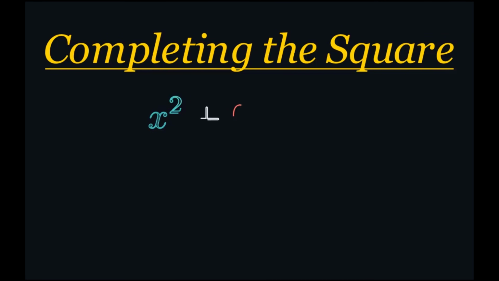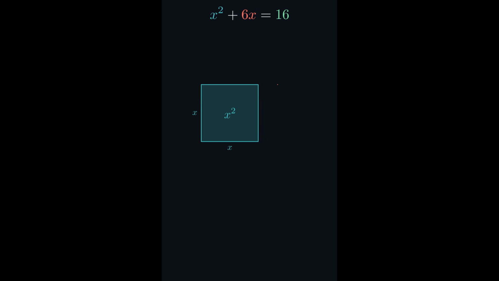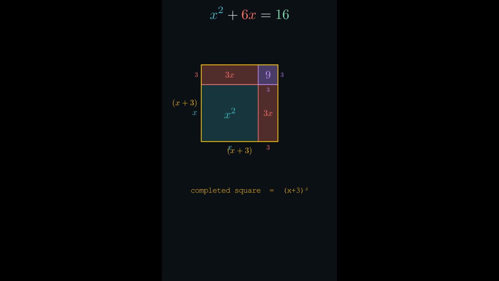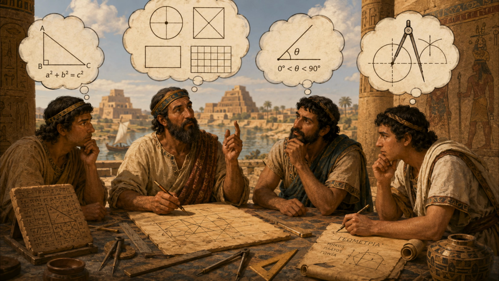Suppose we have an equation like x squared plus 6x equals 16. An ancient mathematician would not just move terms from one side to another. They would imagine a square of side x. Then they would add rectangular pieces around it. And finally, they would complete a bigger square. This visual thinking was powerful because algebraic symbols had not yet developed. So before equations became lines of symbols, they were pictures in the mind.